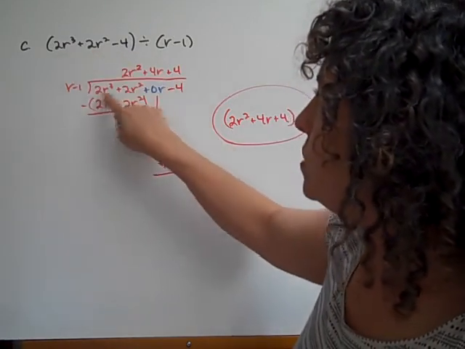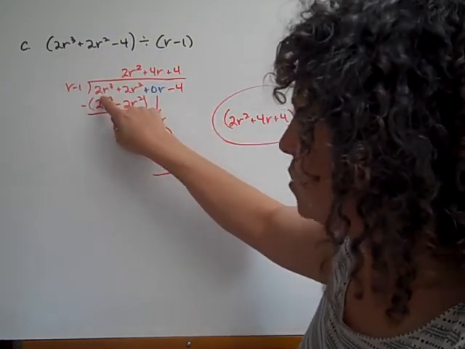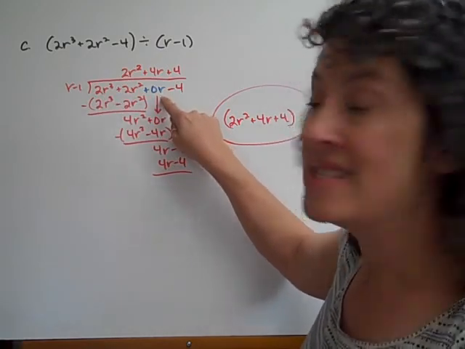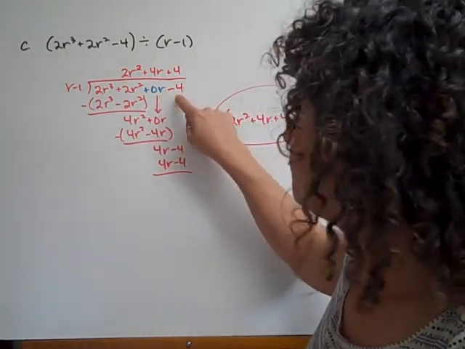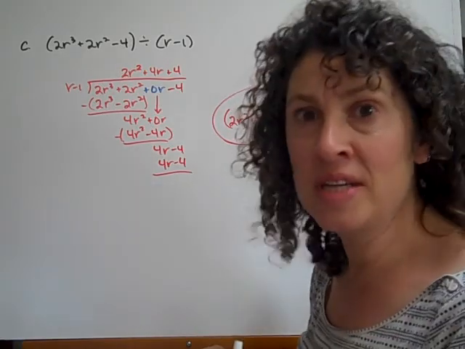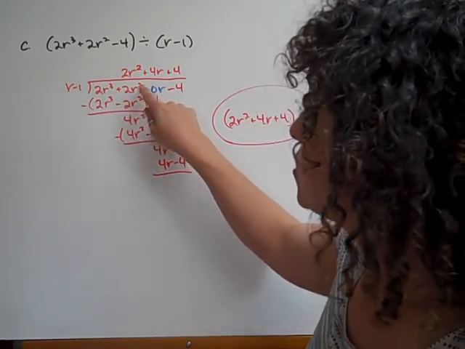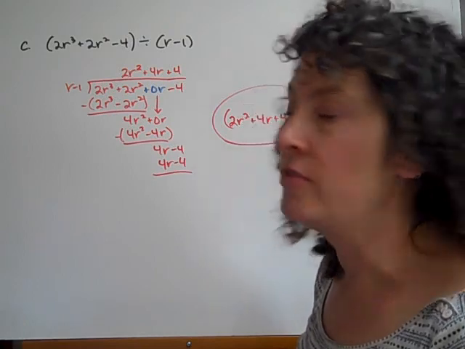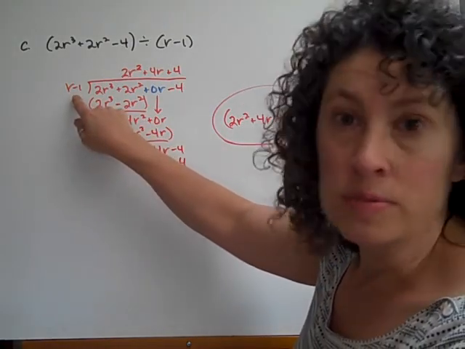So my original polynomial goes inside. So what I'm going to do is my 2r cubed plus 2r squared plus, I'm going to put a 0r in that spot, minus 4. I need to pay attention to the fact that I've got thirds, squareds. I don't have any of the firsts there. I have to fill that in. My divisor comes up in the front here.